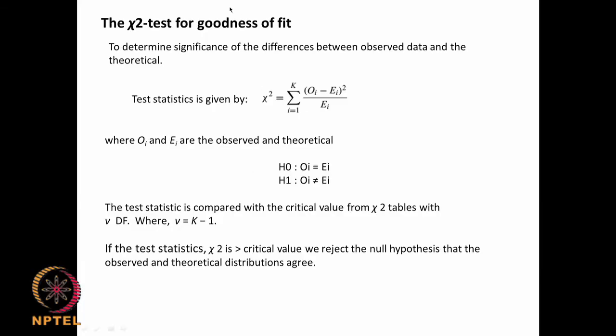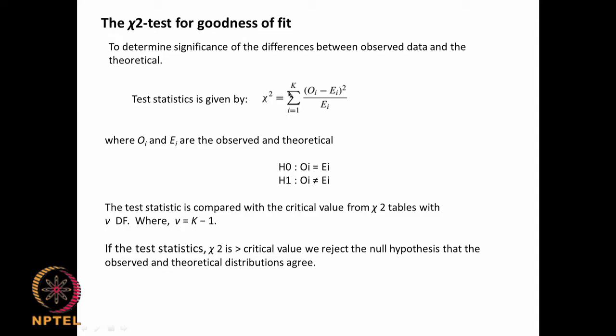For example, if I have some observed data and I expect something else, then the chi-square test can be used to determine whether the observed data is very different from the expected data. Here the null hypothesis is that observed is the same as expected, and the alternate hypothesis is that observed is not equal to expected. The test statistic is observed minus expected, squared, divided by expected. You sum it up over all the data points, and that gives you your chi-square.